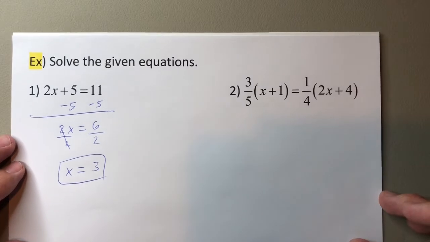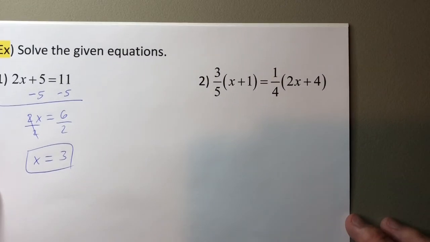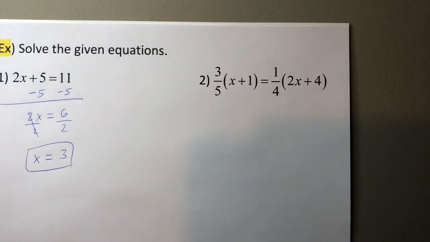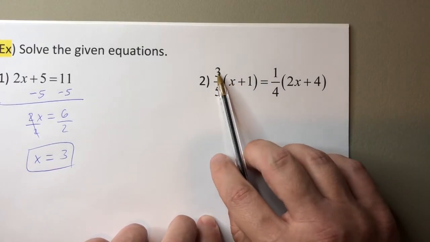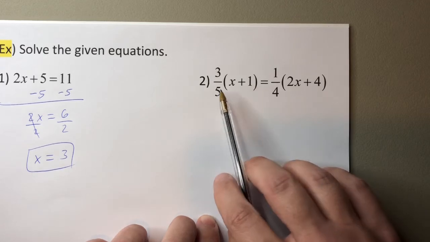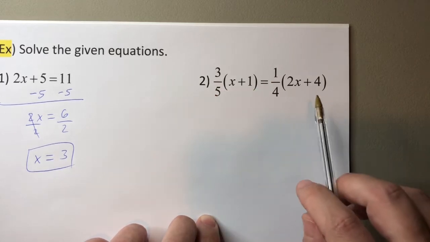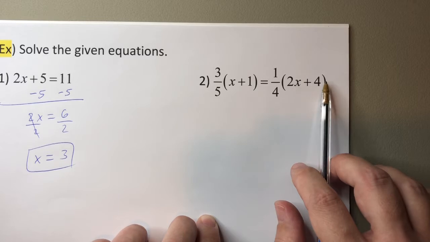Well, let's move on to example number 2. So in example number 2, you now have fractions involved. This one isn't too bad. It's not too bad because you could distribute this 3/5 through this quantity and get 3/5 x plus 3/5. And then on the right, you could do the same thing.